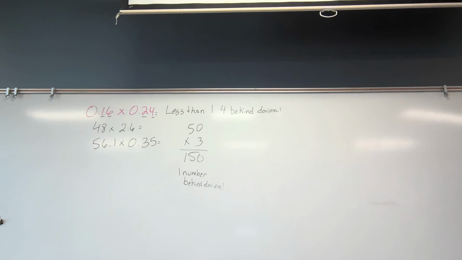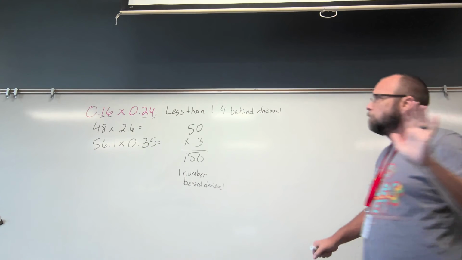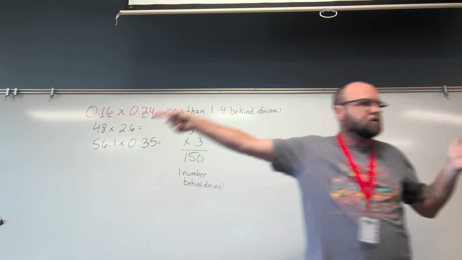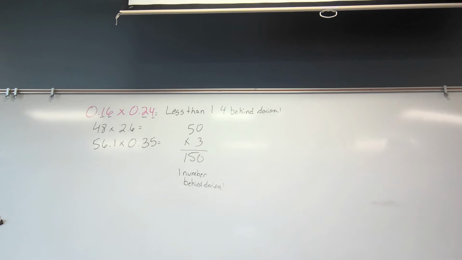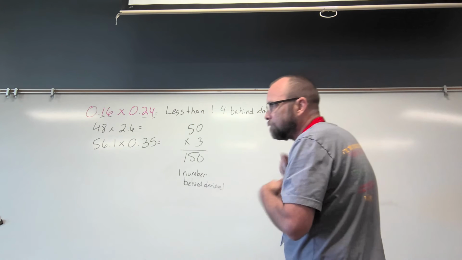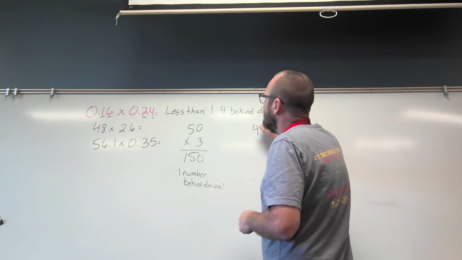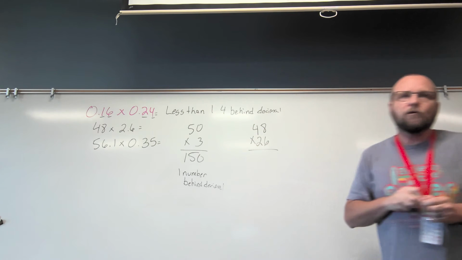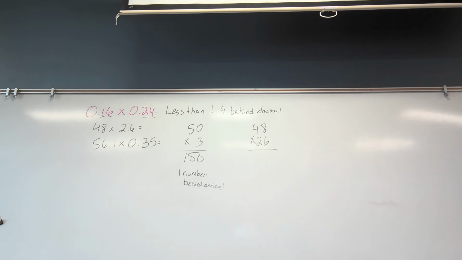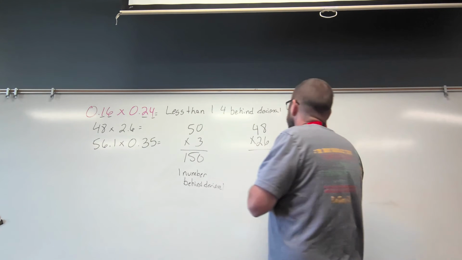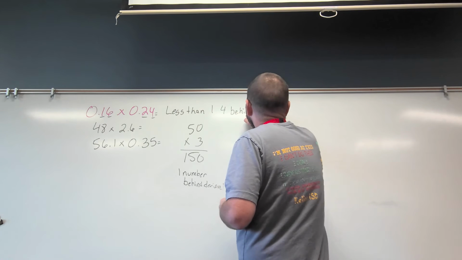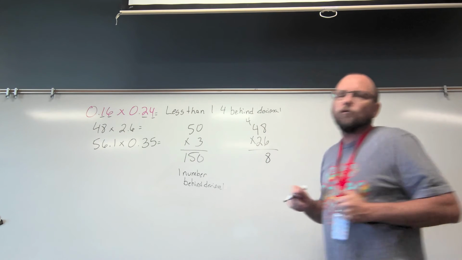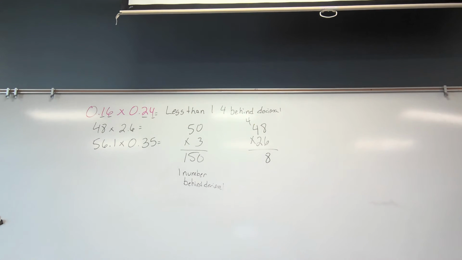Yes. Now I'm going to do the actual multiplication, but I'm going to ignore the decimal points. So I have 48 times 26, because I don't need the decimal point when I'm actually doing the regular math. That's cray-cray. We have 6 times 8 is 48. 8, 4. 6 times 4 is 24, plus 4 is 28.